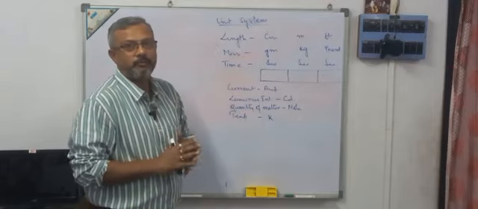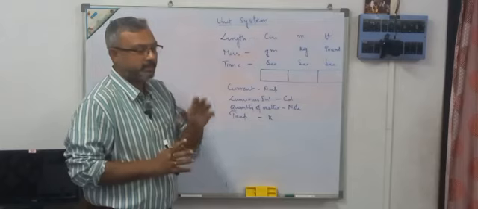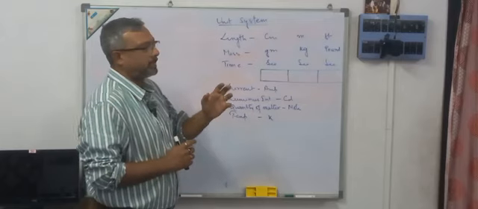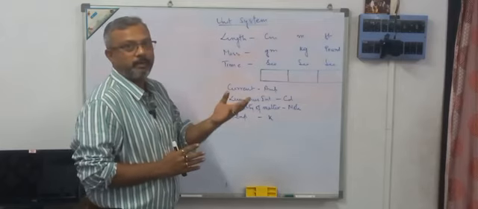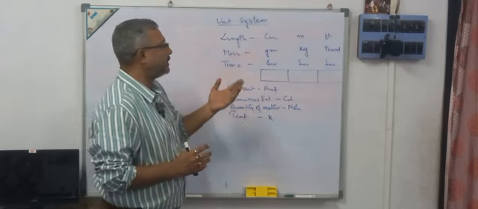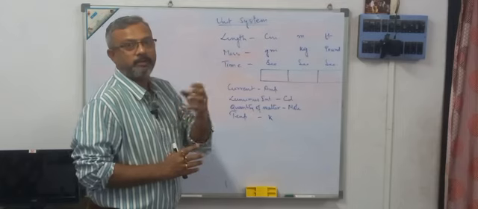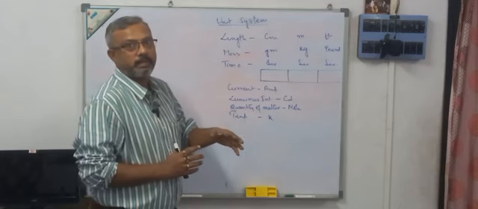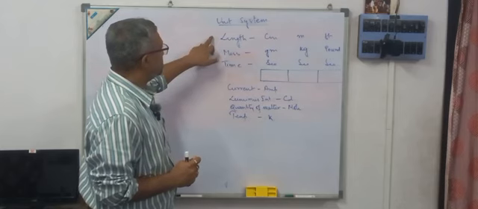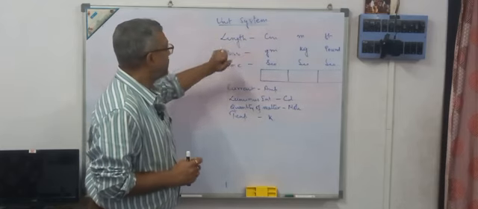Actually, a unit is the unification of a physical quantity. That is, if some physical quantity is given with a unit, you are able to define what the physical quantity is. Like if someone has been given kg, from that unit you can define what the physical quantity is. So let us discuss the unit system.